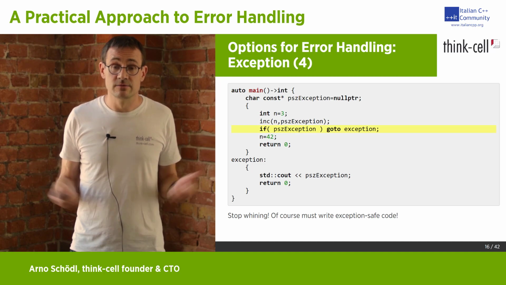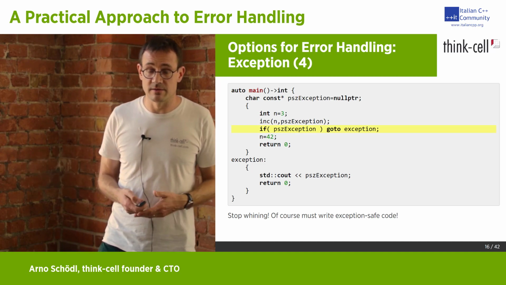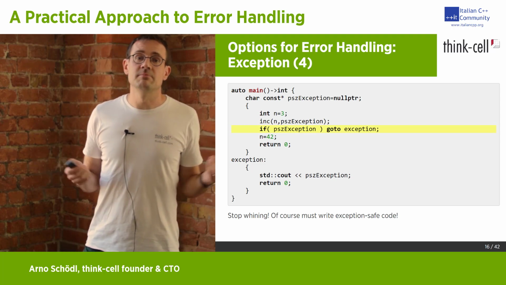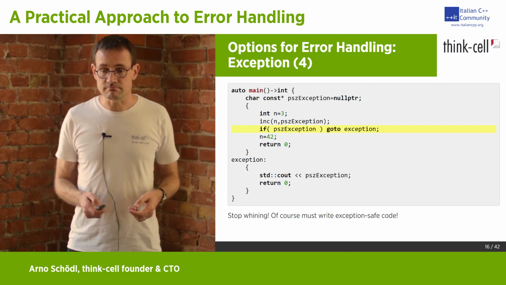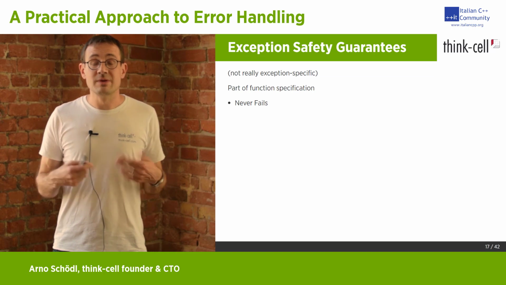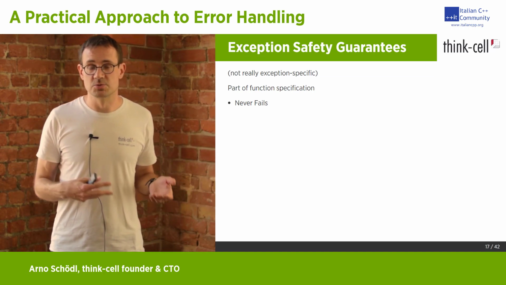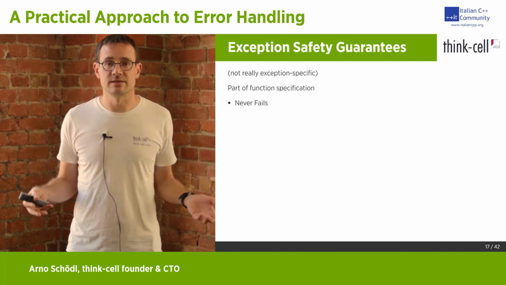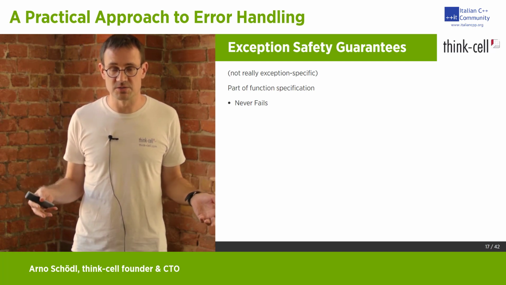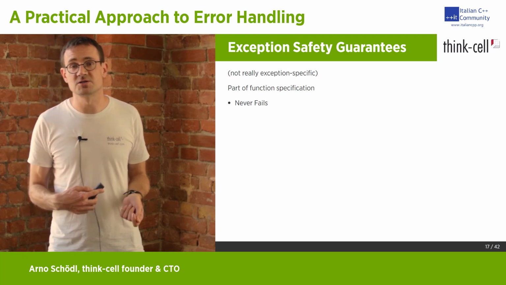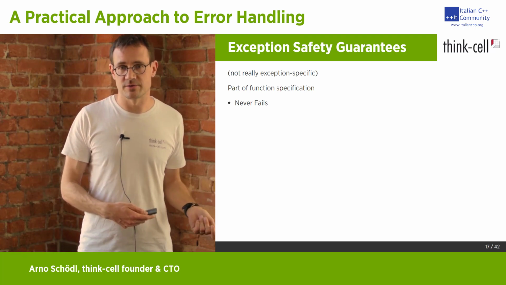Now, of course, you could say, stop whining. What are you complaining about? Of course, you must write exception-safe code. Well, what do we mean by exception-safe code? What we're really talking about is not just pertinent to exceptions. It's really about any error handling, or any errors that a function could produce. And it's part of the specification of the function how it deals with an error that occurs.